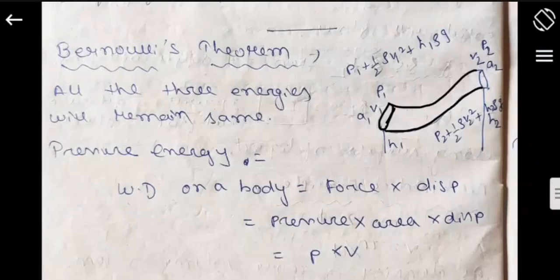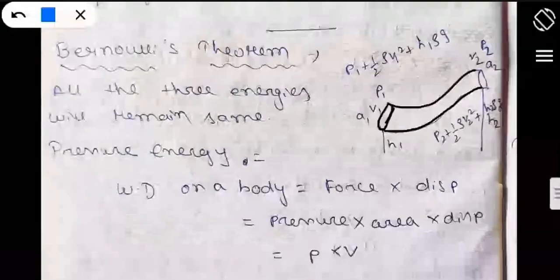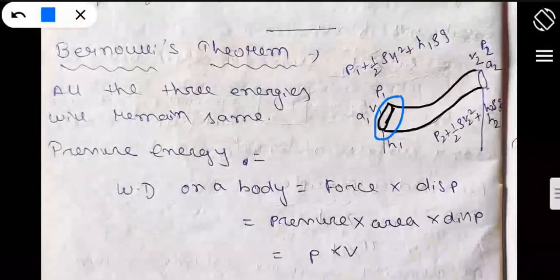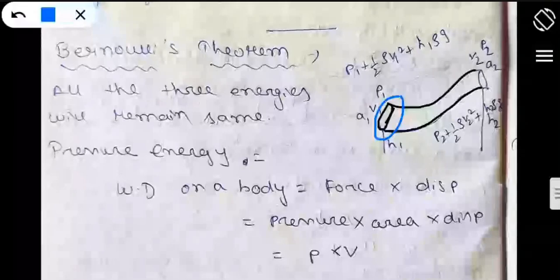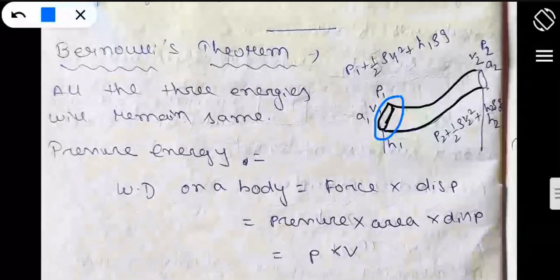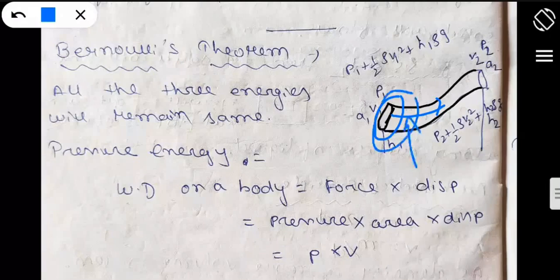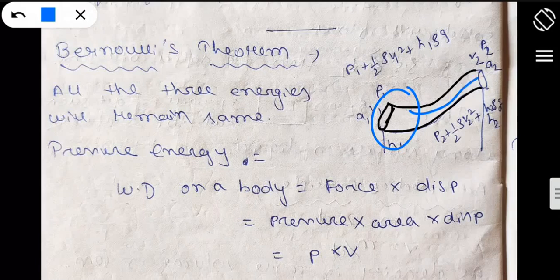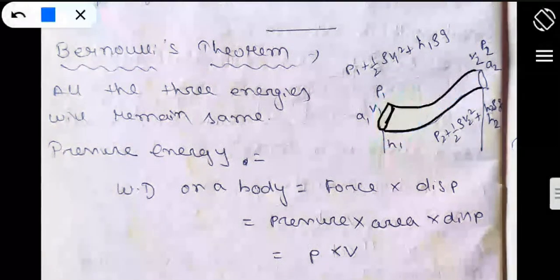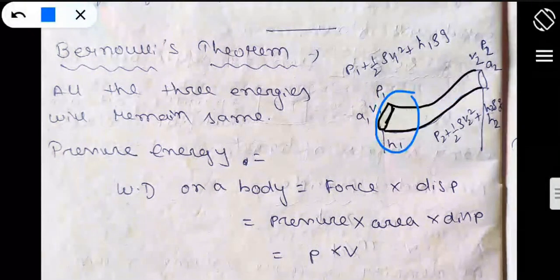Let me go back to the diagram again. You are inserting the water in the form of pressure energy. If pressure is not there, you cannot insert the water inside the pipe. And then during the course, it will achieve kinetic energy. Kinetic energy here is minimum, because it is the starting point, and during the course the kinetic energy will become maximum. So here half rho v square is minimum and here half rho v square is maximum.